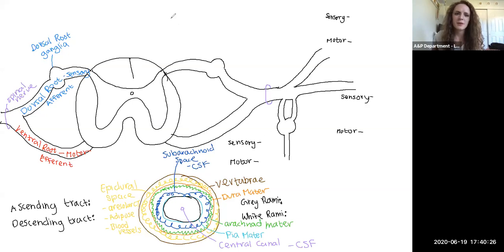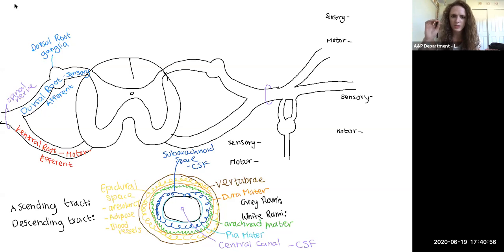So if this picture doesn't make any sense to you, hopefully you can go back and watch the layers. You need to know the layers. You need to know where each space is found and what is found in each space. So if you can draw it, if you said layers from the most outer to the most inner, and you could name your vertebrae, epidural space, dura mater, arachnoid mater, subarachnoid space, pia mater, spinal cord, central canal, that's going to help you a lot.